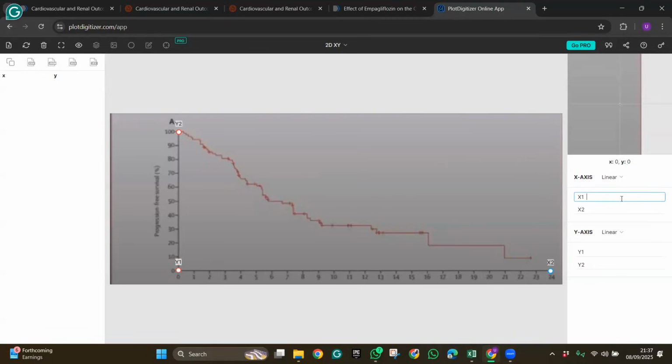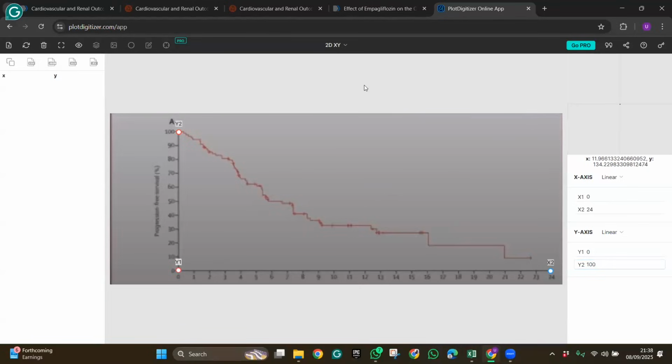After placing the dots, you're going to write what your limits were. Where did you place X1? The lower limit of X-axis, right? What was your lower limit? 0. Write 0 here. Where did you place X2? At the upper limit of X-axis, right? What was the upper limit of X-axis? 24. Write 24 here. Then moving on, Y-axis. Where did you place Y1? At the lower limit of Y-axis, which is 0. Right? 0 here. Where did you place Y2? At the upper limit of Y-axis. What was the upper limit of Y-axis? 100. You're going to write 100 here.